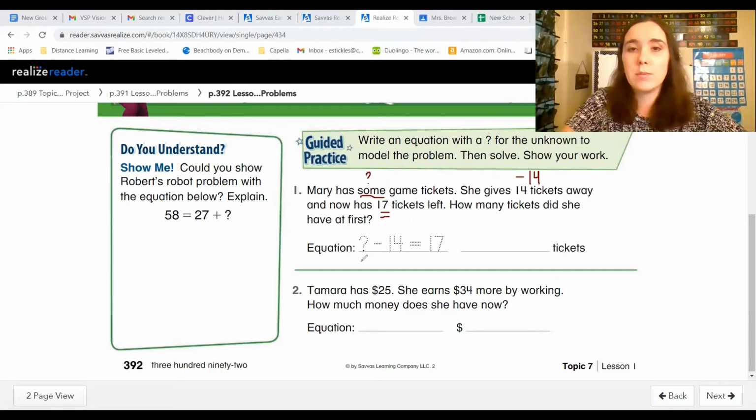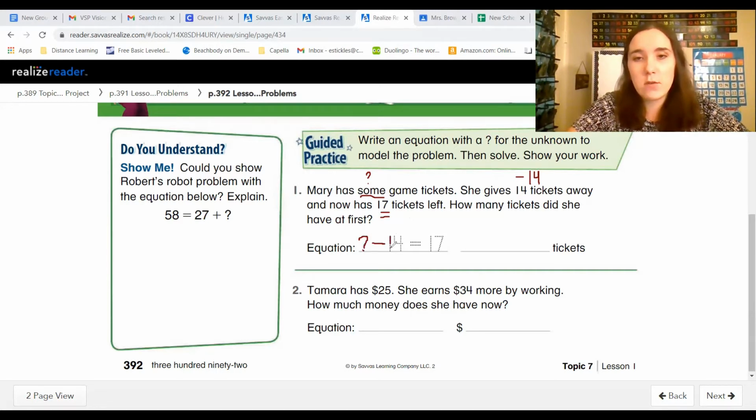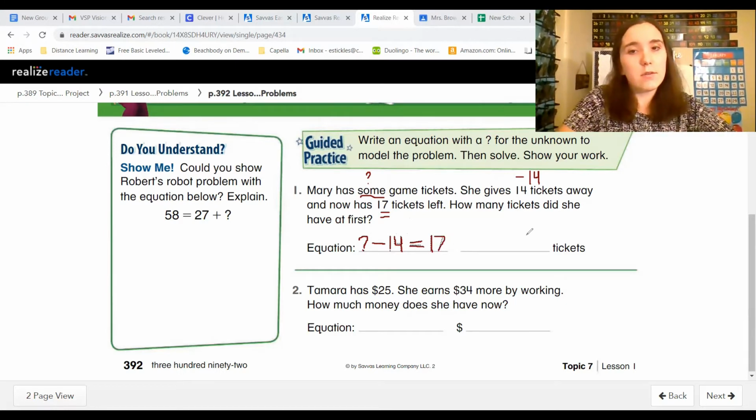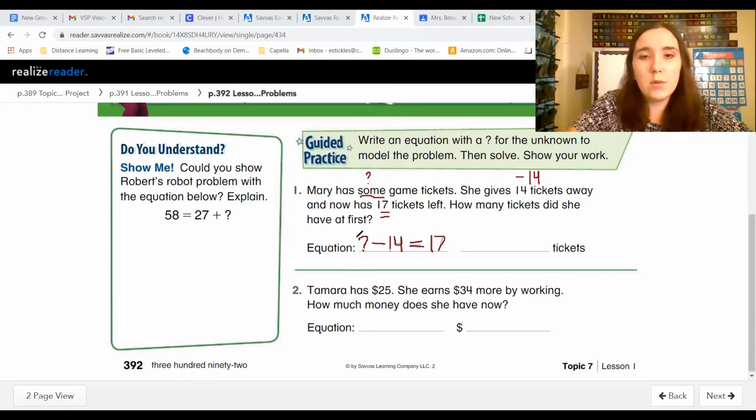So here's what our equation would be. Some number of tickets, this is what she started with, minus the 14 that she gave away, is going to equal the 17 tickets that she has left. Now we need to solve. If we have an unknown number that is at the beginning of our subtraction problem, we can take the difference, the answer to the subtraction problem, and the number that we subtracted and add them together, and that's going to help us get our answer, the number that we started with.